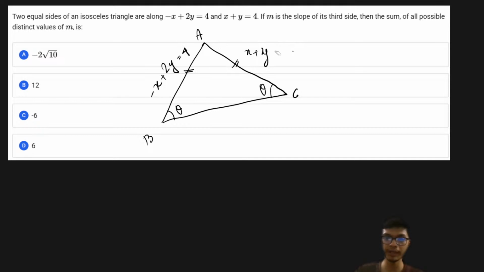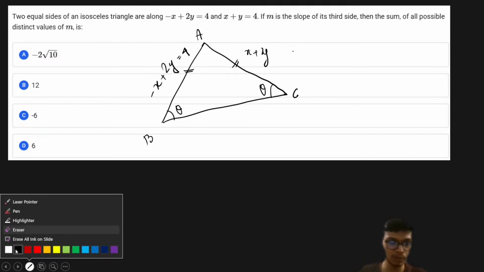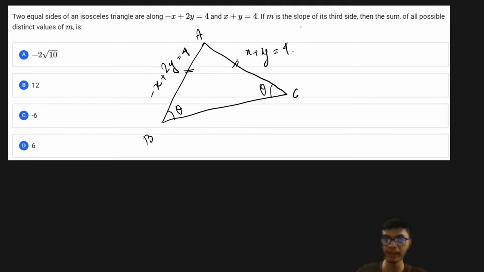Now what is said further is that m is the slope of the third side. So the slope of side BC is given as m. I have to find the sum of all possible distinct values of m. So basically I have to find the summation of the roots of m, all the possible roots m, and find the sum of them.